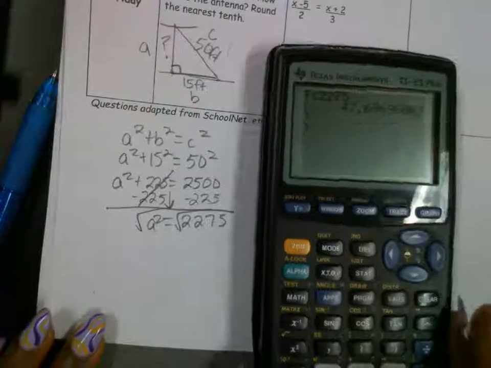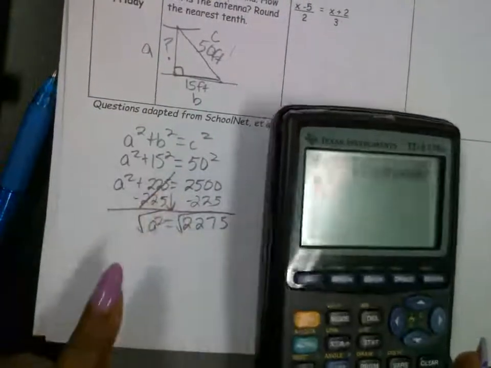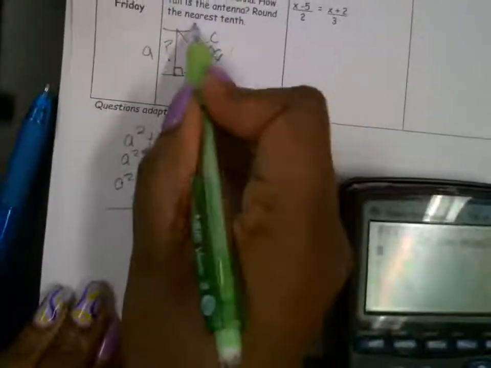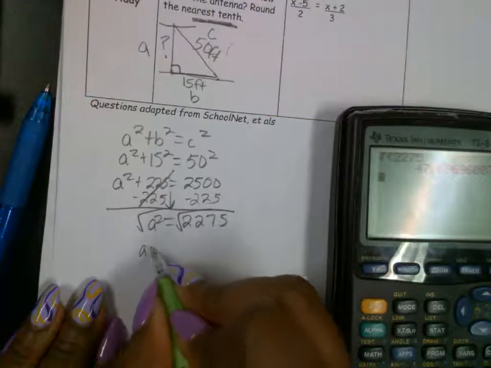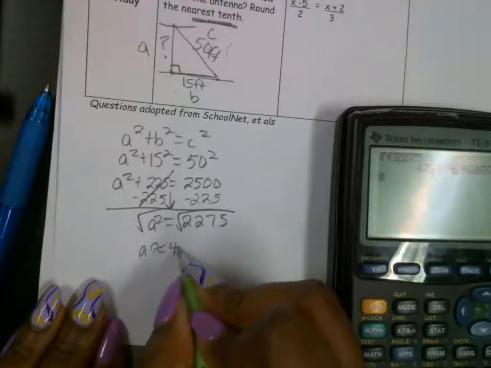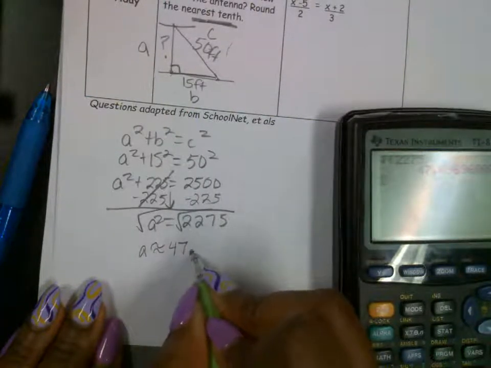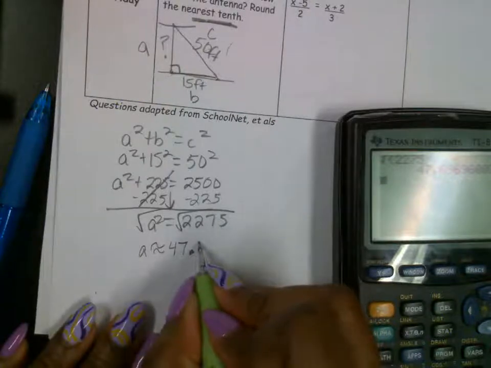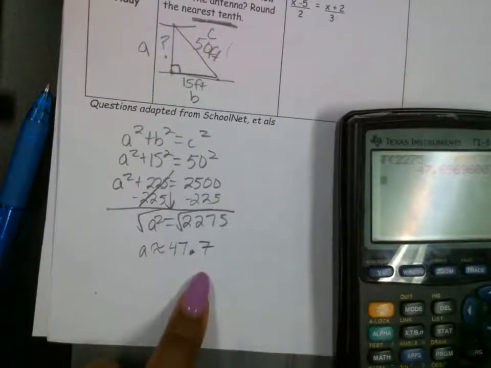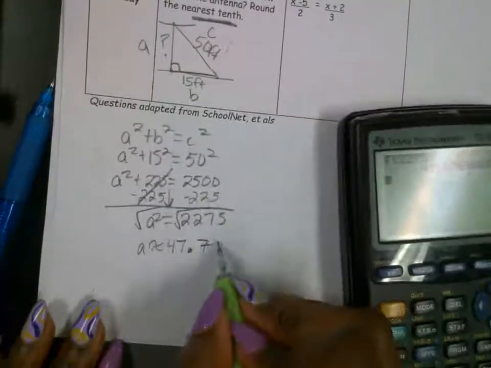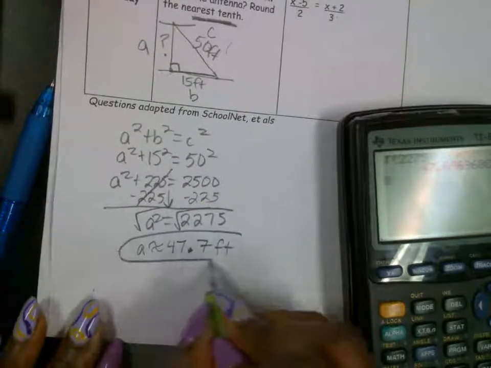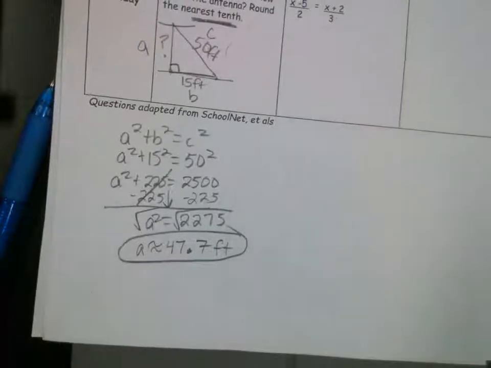And that gives me this decimal. I'm going to round it to the nearest tenth. That's one space behind the decimal. So A is about 47 point what? 7. Okay, because you round it to the nearest tenth place. Do you see it? And this is feet. That's about how tall the antenna is. I'm going to pause here to give you a chance to write.